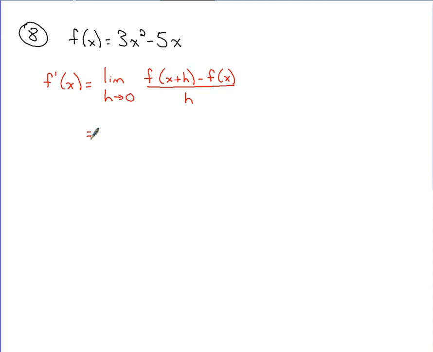Next step, we are carrying the limit through until basically we've done all the algebra here, right? Once we've done all the algebra, we simplify, then we can apply that limit. So let's start setting up the basis here for that algebra. Let's start with f of x plus h. f of x plus h involves going back to the original function, locating my x's, replacing those x's with x plus h. So when I do that here with this function, I've got 3 times x plus h as a quantity squared minus 5 times x plus h.